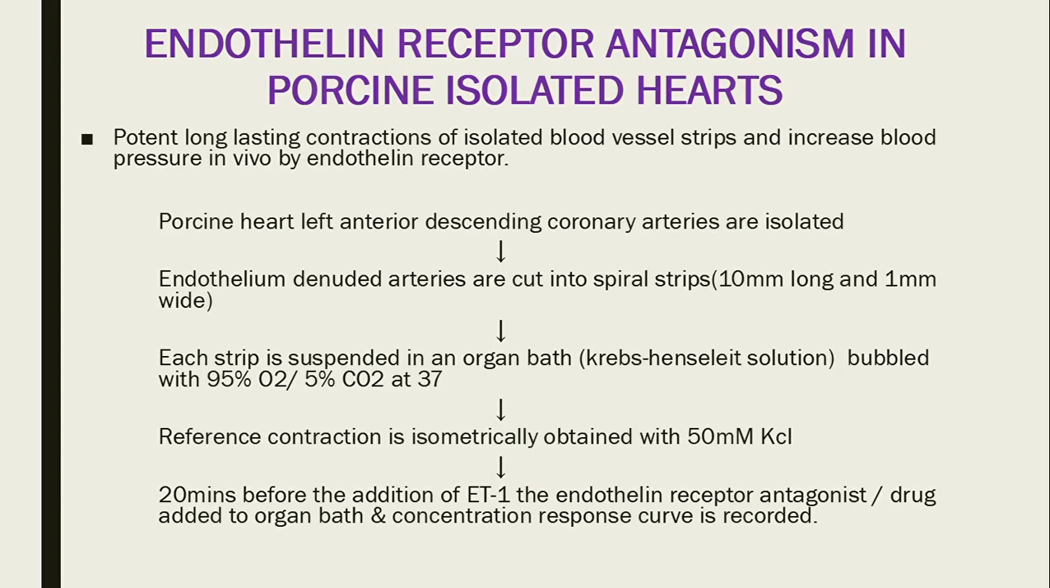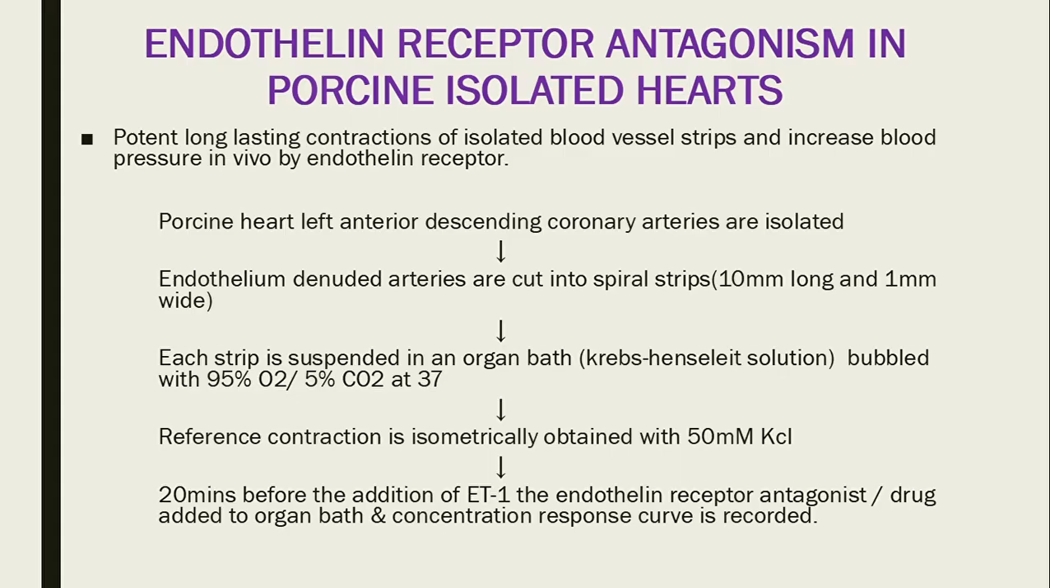So, what is endothelin receptor antagonism in porcine isolated hearts? Endothelin receptors produce potent long-lasting contractions of isolated blood vessel strips and increased blood pressure in vivo. The procedure is that porcine heart left anterior descending coronary arteries are isolated, then endothelium-denuded arteries are cut into spiral strips, 10 mm long and 1 mm wide.